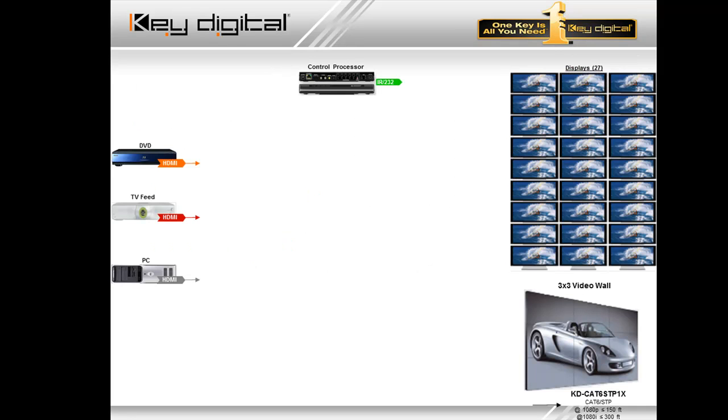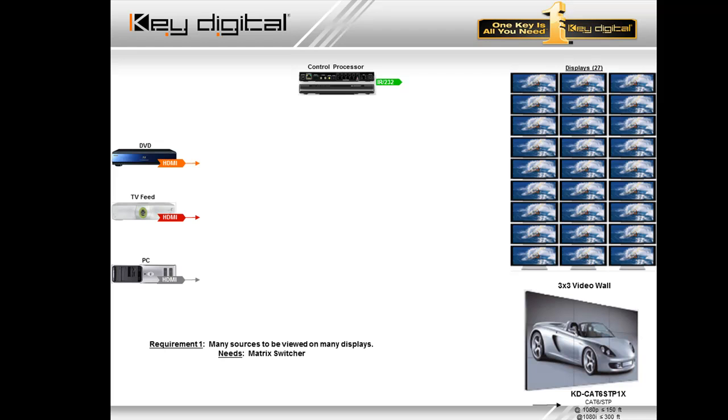So we here have, looks like a limited amount of sources. This is 3 video sources. And we have 36 displays of this system, okay? So let's take a look here. Many sources to be viewed on many displays requires a matrix switcher.